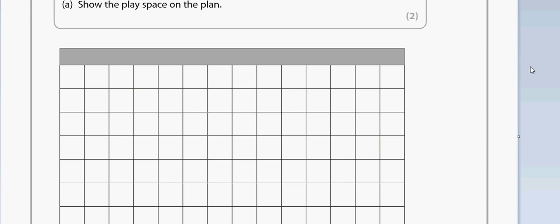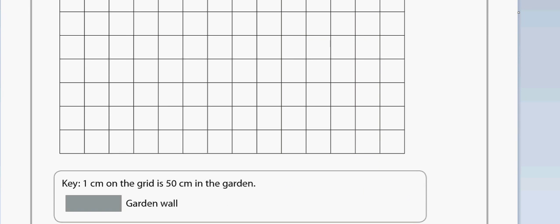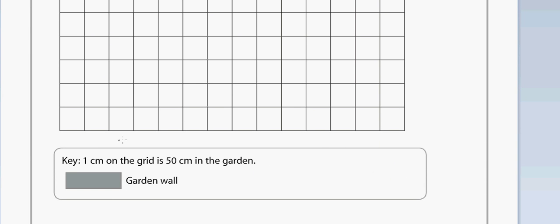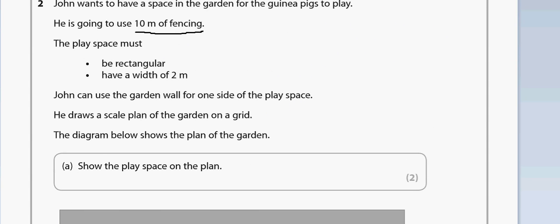Now slightly further down we have a key, and the key says that 1 centimetre on the grid, so this would be 1 square, is 50 centimetres in the garden. So obviously 2 squares would be 1 metre. So what we need to do now is just sketch in where this play space is going to be. So first, the width of the play space must be 2 metres.